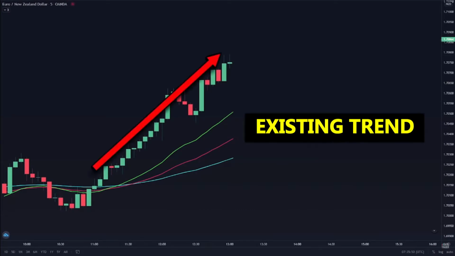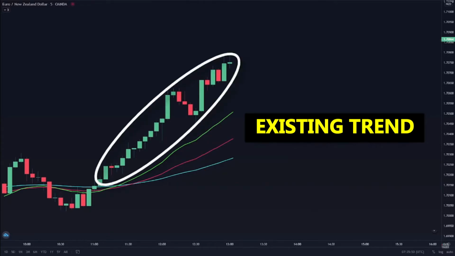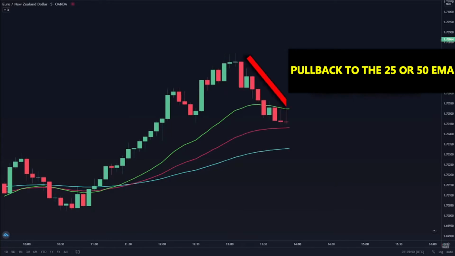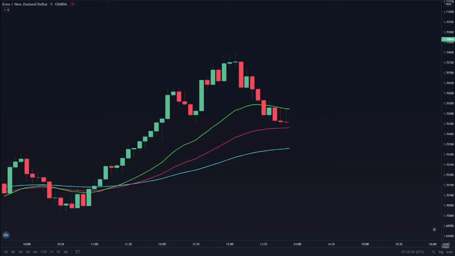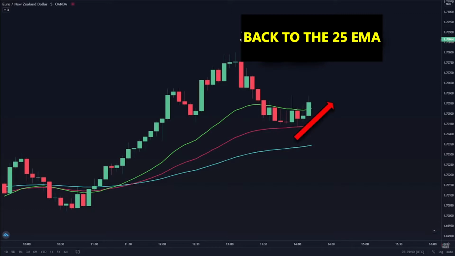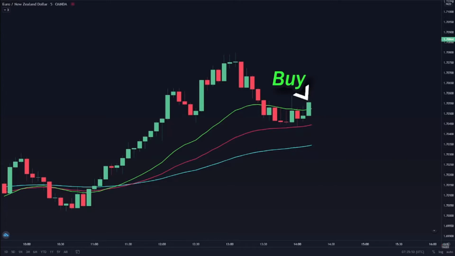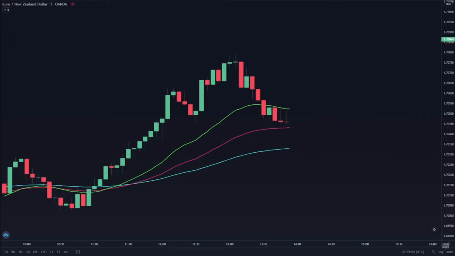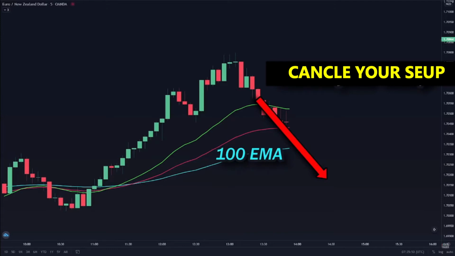So in this chart, we have spotted an existing uptrend as shown by the three EMA. All of them are heading upwards while the candles are above them. Next, you want to wait for the price to make a pullback towards the 25 or 50 EMA, and this will act as the entry setup. The next step is to wait for the price to go back to the 25 EMA. Once this happens, you take a buy position here. However, if the price instead went down and broke below the 100 EMA, you cancel your whole setup and look for other trade opportunities, because this may indicate that the trend is changing.